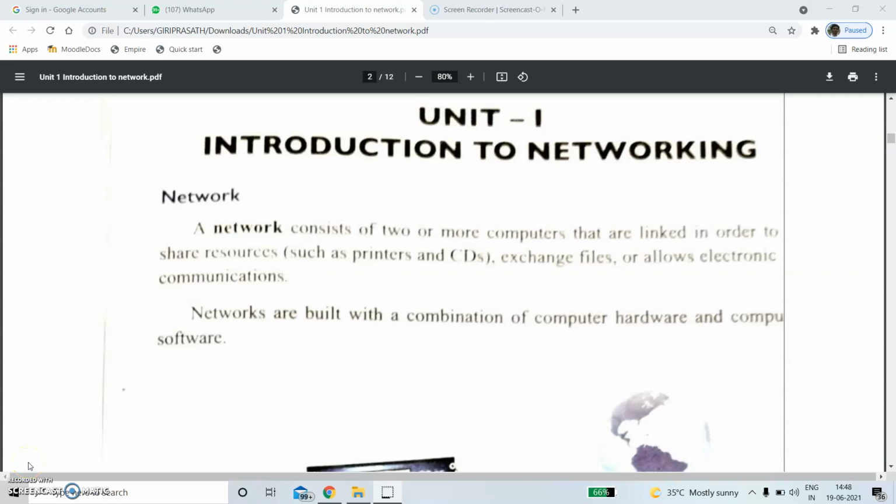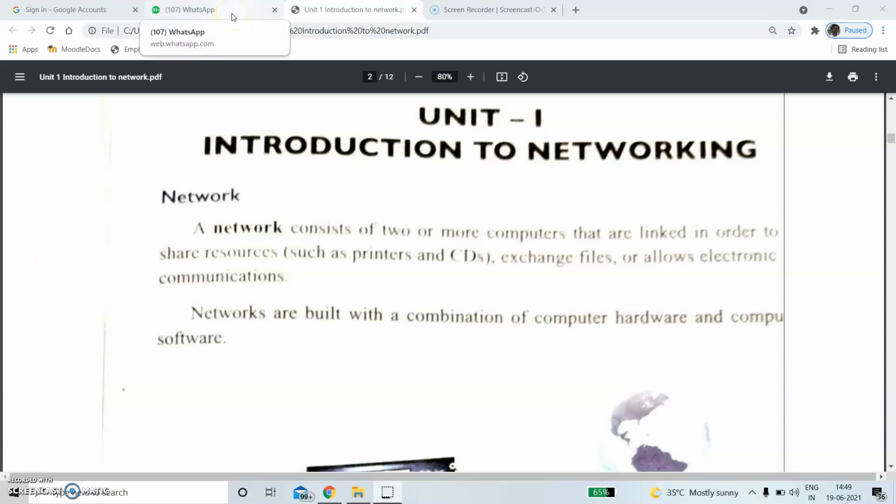Good morning. In computer science, lesson number 1, Introduction to Networking. Okay, let's see the lesson. In this lesson, we are going to see what is a network, what are the types of networks, and in those types of networks, what types of topologies are used. Those things we are going to see in this lesson.